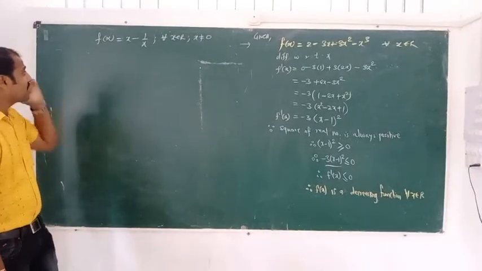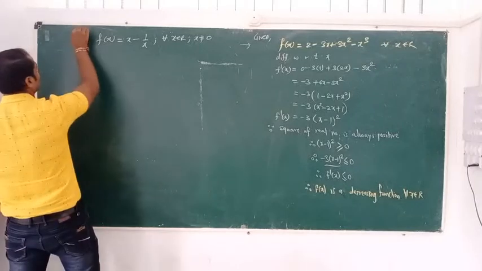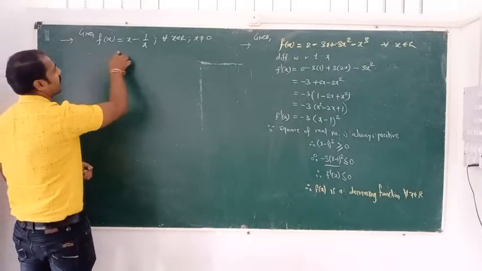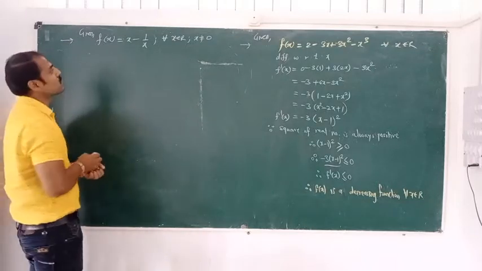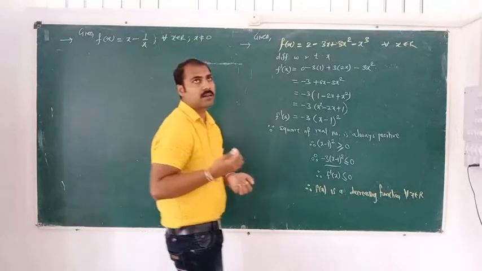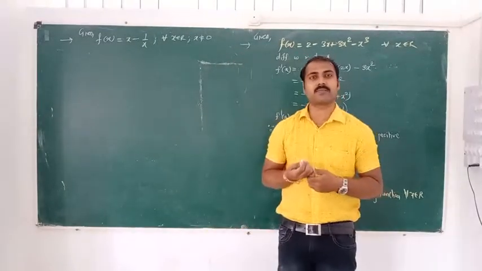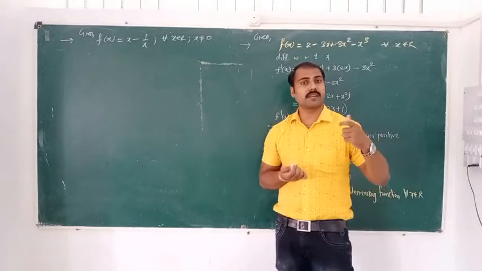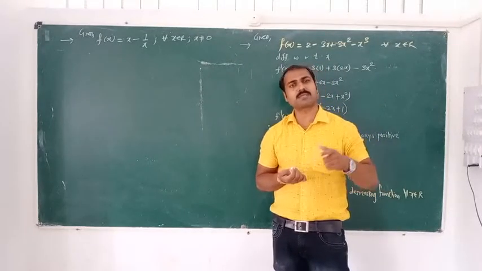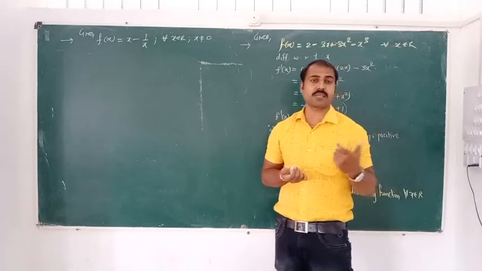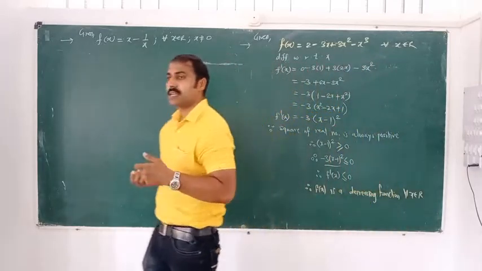So look here, in this example, in the solution I can write given f of x is equal to x minus 1 upon x. And for checking the condition of an increasing and decreasing function, from the application of derivatives, we know that if the derivative of f of x, that is f dash of x, is positive, then the function is increasing, and if f dash of x is negative, then the function is decreasing.